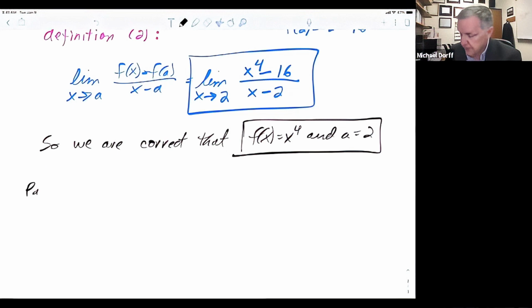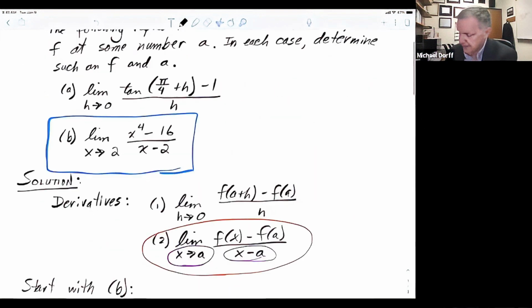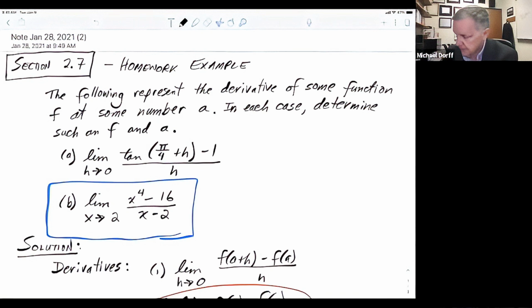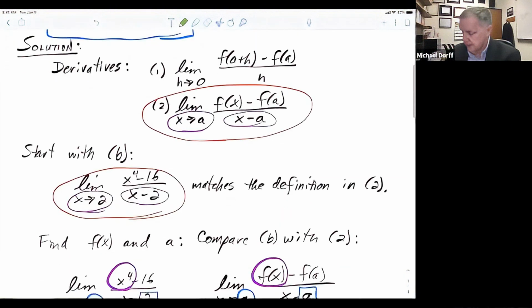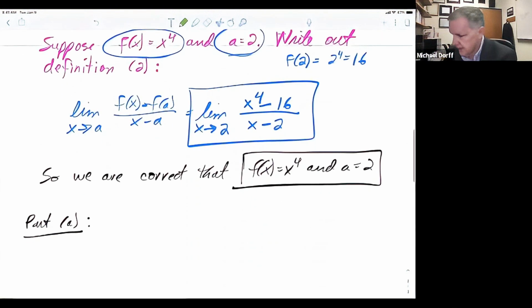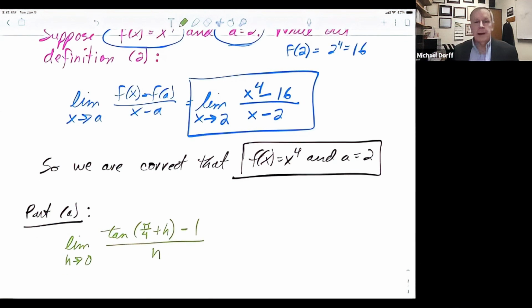So now let's do part A. In part A, we have this limit here. I'm going to mark this in green. We have the limit as h goes to 0 of the tangent of pi over 4 plus h, minus 1, all over h. And we're going to ask ourselves which one of the definitions this is.